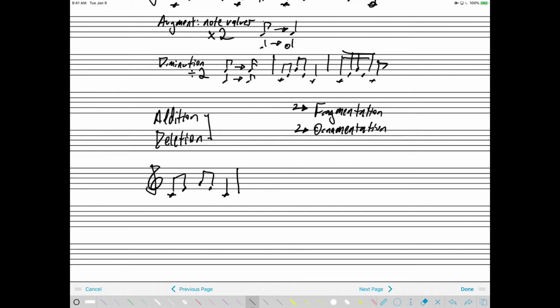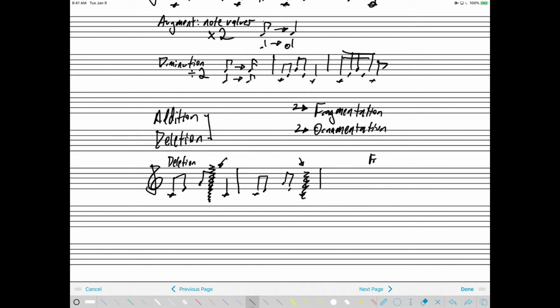With addition and deletion, the context is that we're taking something away from the structure of the motive. So, for instance, with deletion, we'd be taking something away from an internal or perhaps an external part of the motive. So internal if it's on the inside, external if it's on the outside. There would be some overlap with fragmentation here. So these would be examples of deletion.